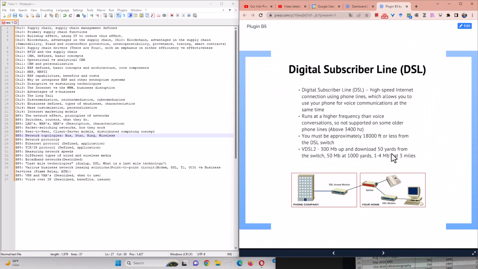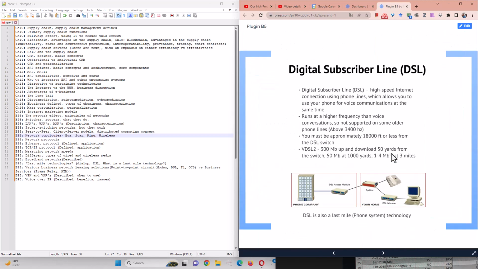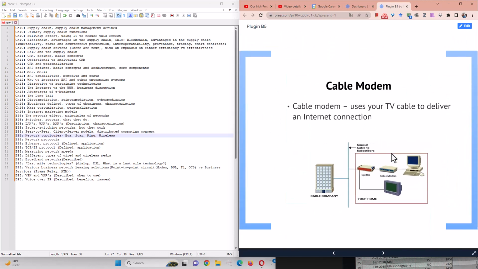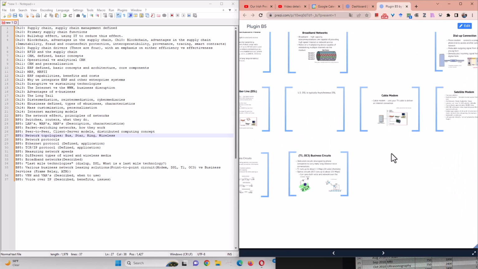DSL is another last mile technology that runs on the phone line, but DSL signals are propagated at frequencies that are higher than voice conversations, above 3,400 hertz. So it's a connection technology option as well. And then there's some discussion of various network solutions in here. You should be familiar with those.